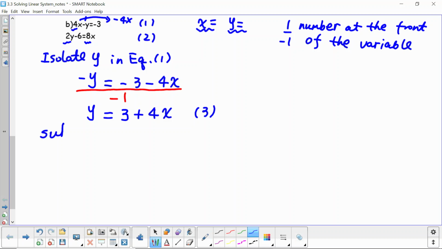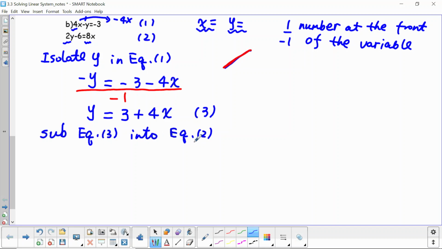We do the substitution first time. Sub equation 3, which we got from equation 1, into the different equation, equation 2. The reason for that is if you sub equation 3 into equation 1, you are substituting it into the same line. Then you will have an infinite number of solutions, because the points of intersection are all the points on these two lines. These two lines are the same line.